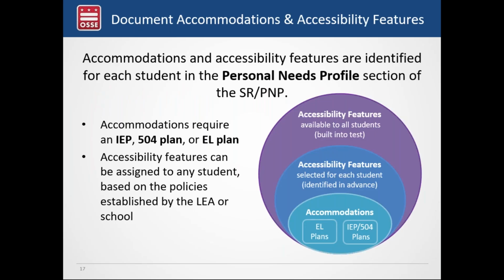Accommodations and accessibility features are identified for each individual student through that personal needs profile. Accommodations require students to have an IEP, a 504 plan, or an EL plan.